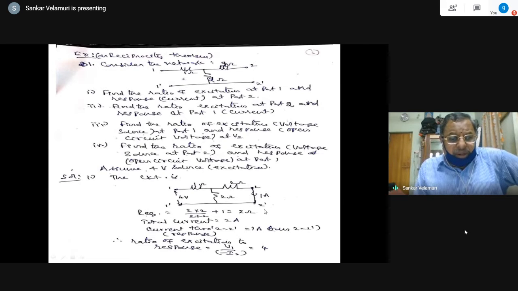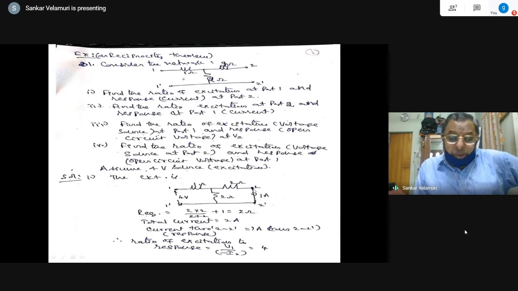When this is shorted, when the voltage source is assumed as this 4 volt source excitation, 2 and 2 are in parallel, which gives you 1 ohm. This is in series, so 1 plus 1 is 2 ohms. So total current is equal to 2 amperes and current through 2 dash will be 1 ampere.